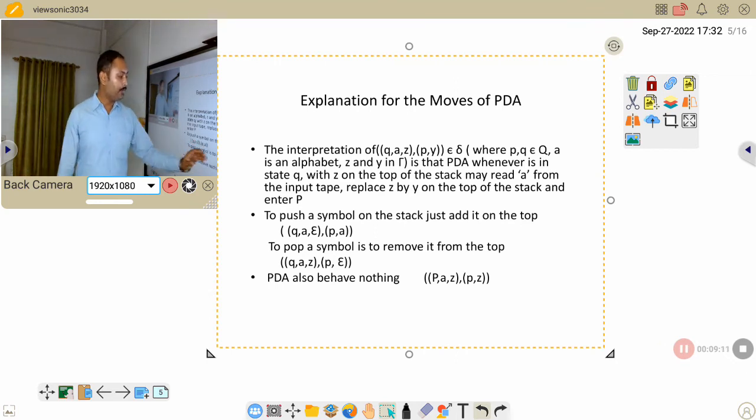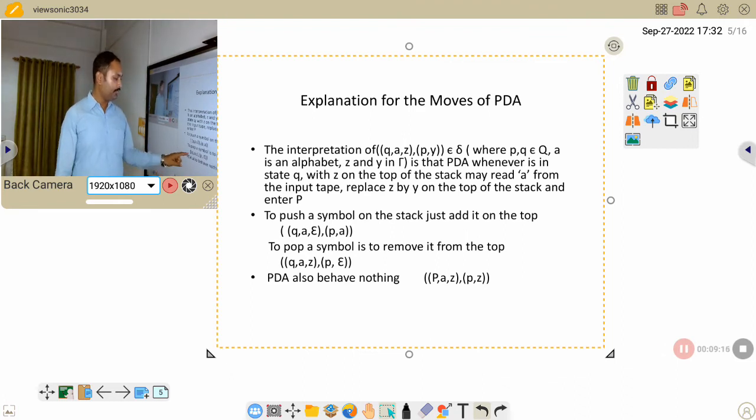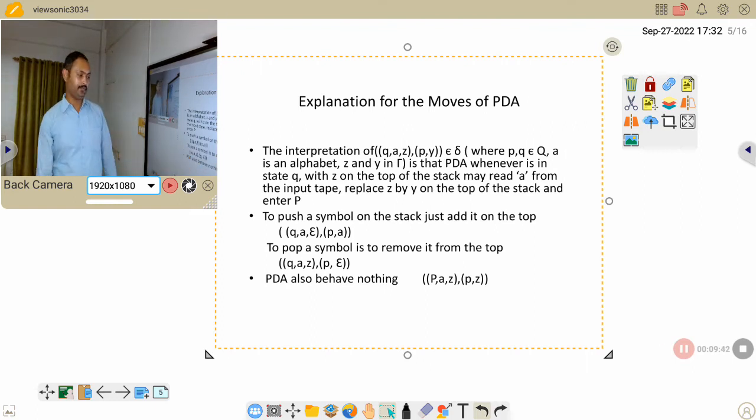Now how can we pop any symbol from the top of the stack? Here our present state is Q, the top of the stack is Z, and the inputted symbol is A. So after accepting an input symbol, we just remove the top of the stack. That is why p comma null means p is the current state, and now the top of the stack is empty. Empty is denoted by this null sign.